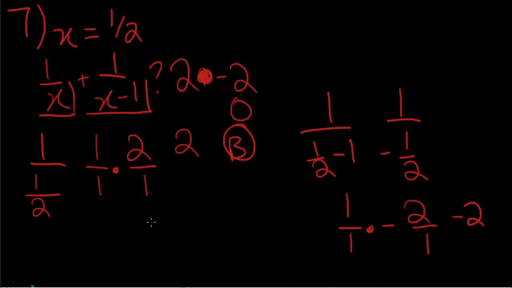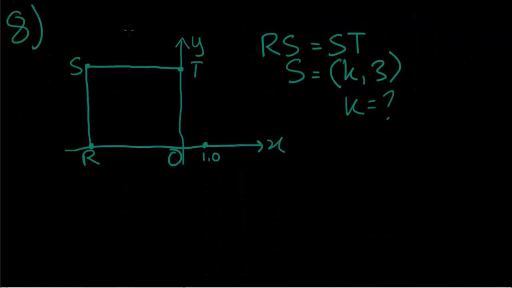On the next page, number 8, which contains a graph. In the figure above, RS is equal to ST, and the coordinates of S are k, 3. What is the value of k? So this is k, 3. These are equal, and there's right angles here, which I forgot to draw for a second. And we can assume this is a right angle as well, because the y and x axes are perpendicular. So we can deduce from here that we have a square.